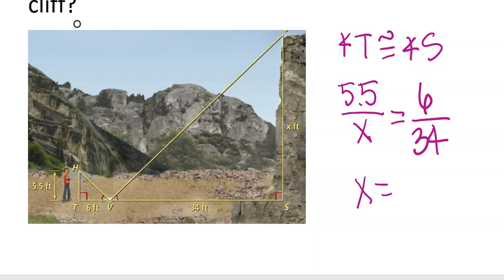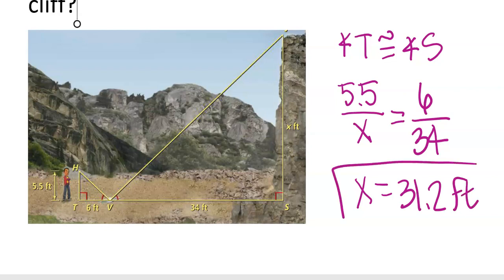So the application questions on these are actually quite a bit easier than finding out which theorem or postulate you're using. So the answer would be 31.2.